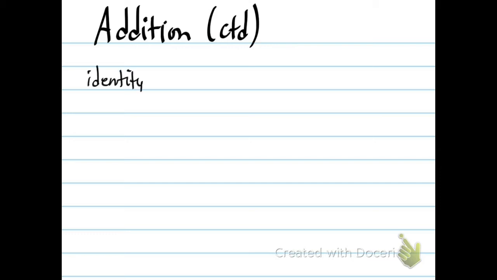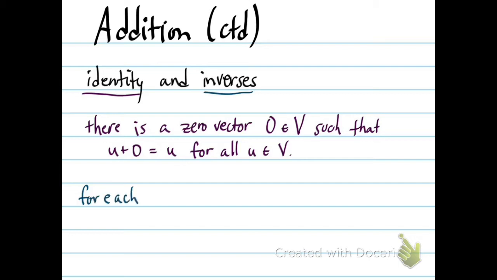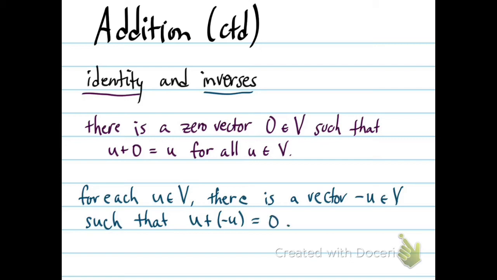There's a few more properties we want the addition to have: identity and inverses. So we need an additive identity. There's a 0 vector, denoted 0, that has the property that u plus 0 is equal to u for all vectors u. We also need the existence of inverses. So for every vector u, there's going to be a vector minus u in the space, and it's going to have the property that u plus minus u is the identity vector, the 0 vector. So this is items 5 and 6 on the definition on page 190.